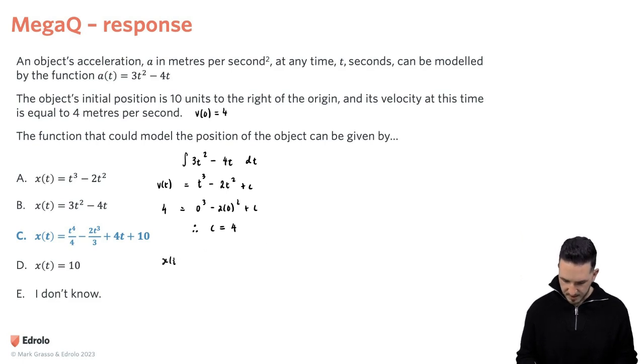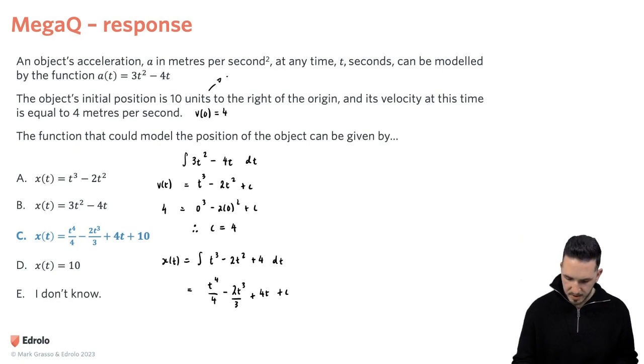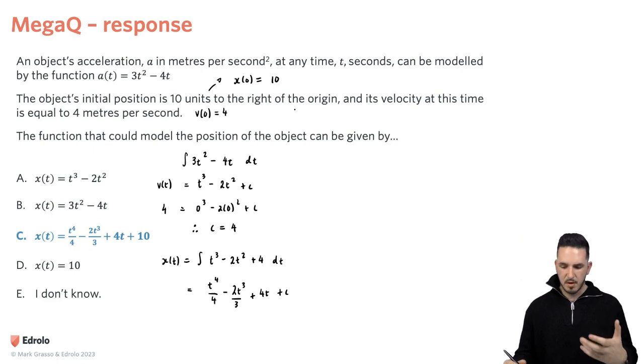So now again we can integrate v of t. So x of t will equal the integral of t cubed minus 2t squared plus 4 dt. So this will become t to the power of 4 over 4 minus 2t cubed on 3 plus 4t plus c. Again, we also have this information: x of 0 equals 10. It's to the right of the origin, so it's positive 10. So now we can substitute this in and solve for c.